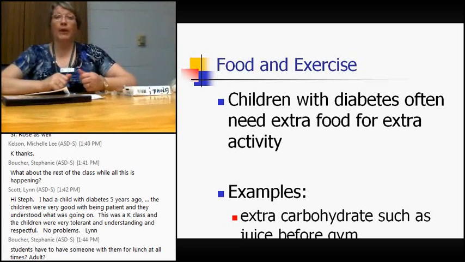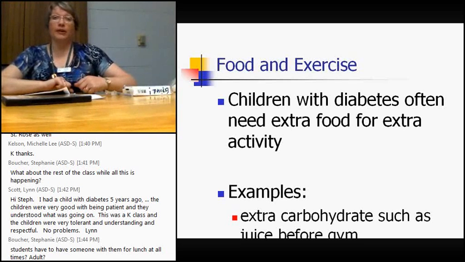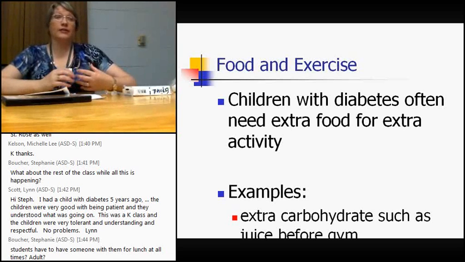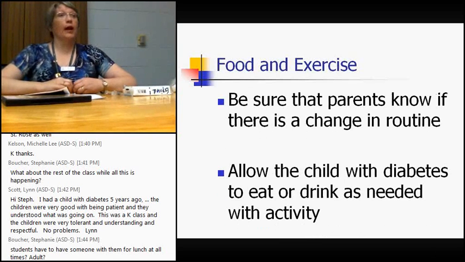Pumpers may have to do something different with their pump. If they're going to keep it on, they may turn it down a little bit, so they're going to have a little less insulin in their system. So there's a number of things around activity and exercise and diabetes and food. It's really essential to talk to families, because every child's a little different with what they need to do in order to achieve a good balance.